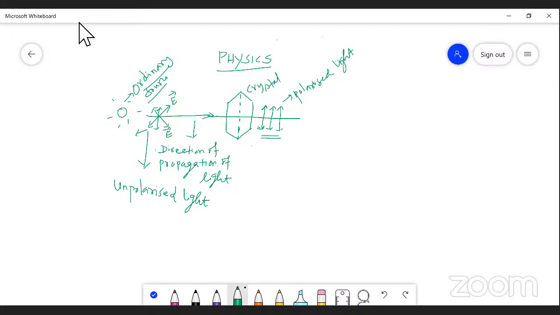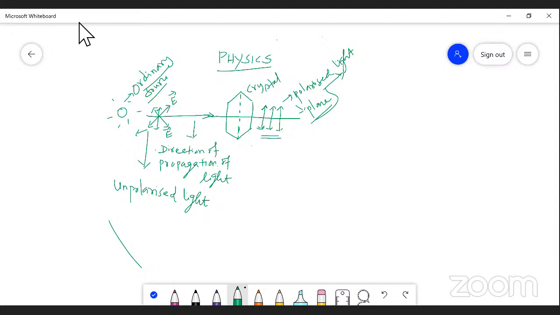See, using the crystal, we can change the unpolarized light into polarized light, because the unpolarized light is allowed to pass through the tourmaline crystal. That light vibration comes out from the tourmaline crystal in only one particular direction, which is parallel to the optic axis of the crystal in a plane. That's why the emergent light from the tourmaline crystal is said to be plane polarized light.